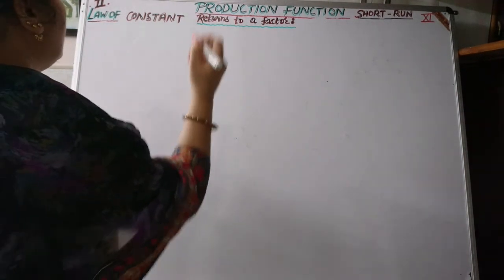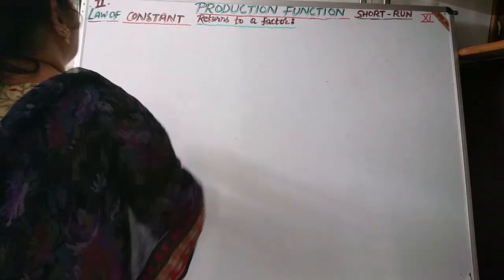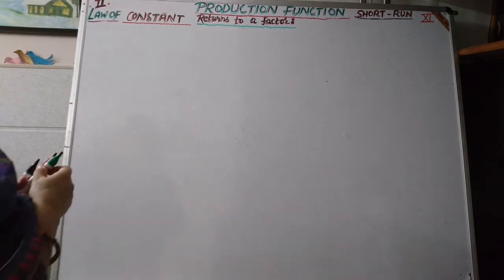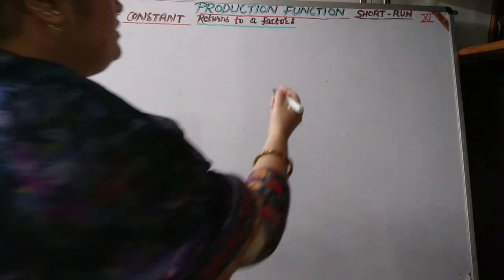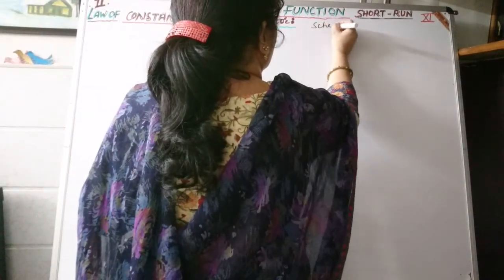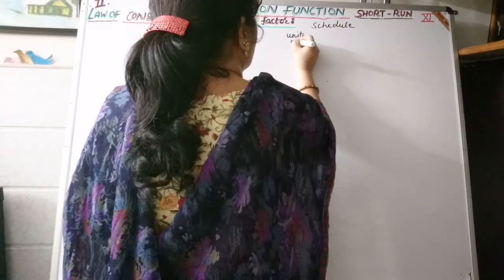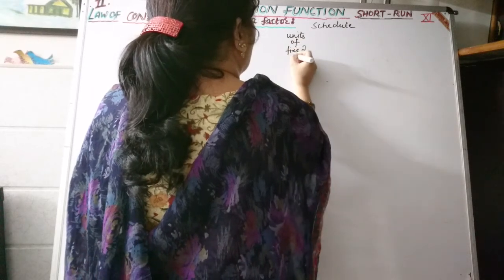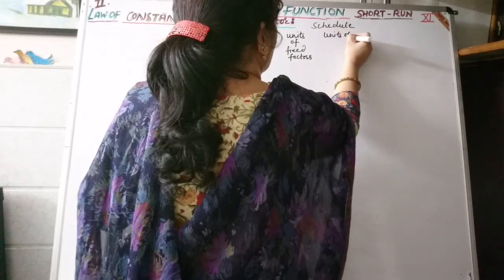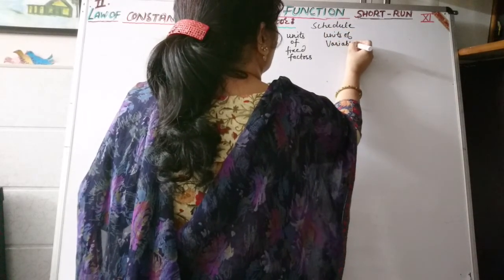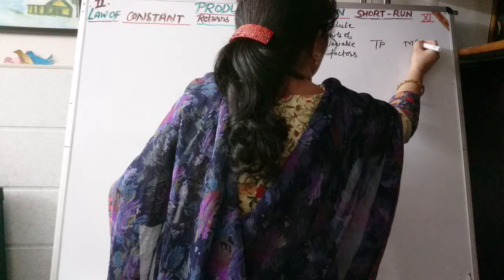In this video we will clear the second law of production function, and that is the law of constant returns to a factor. So let us start the concept with the help of a schedule. Let us prepare fixed units, fixed factors, then units of variable factors, total production and marginal production.